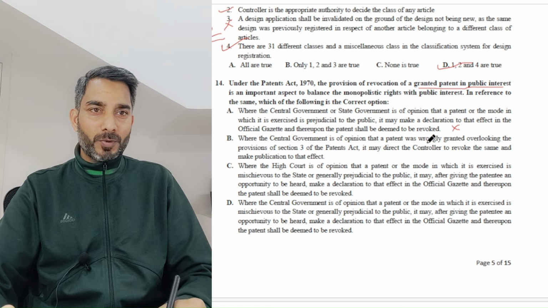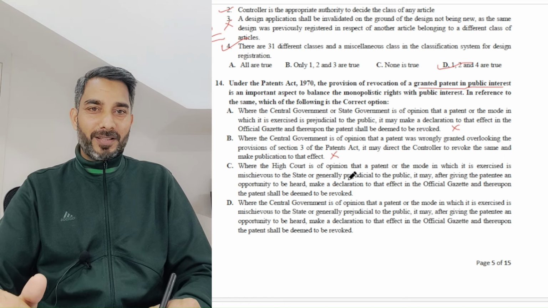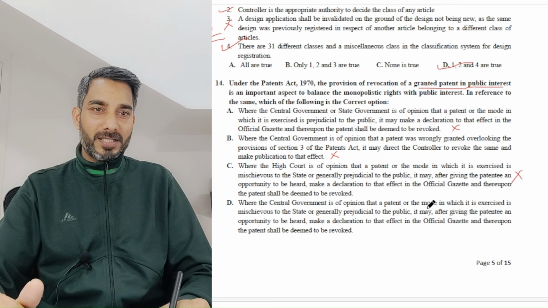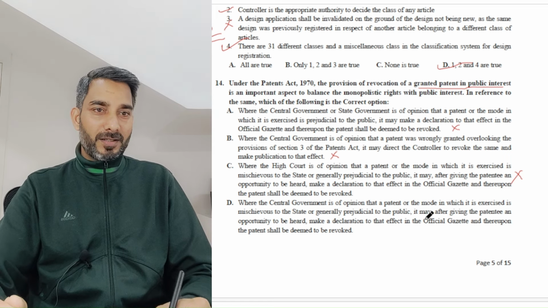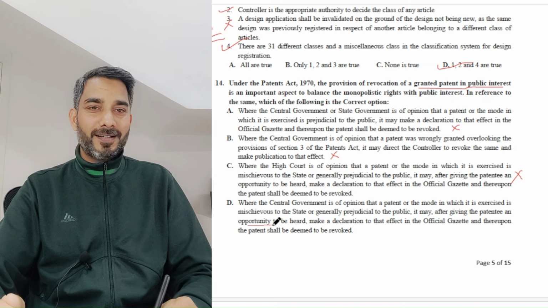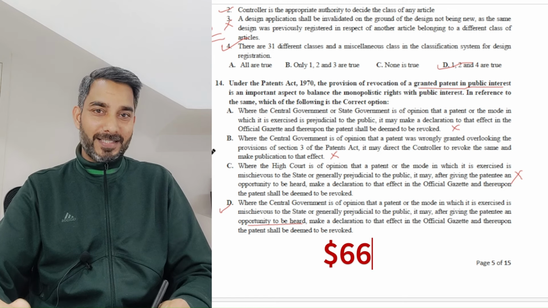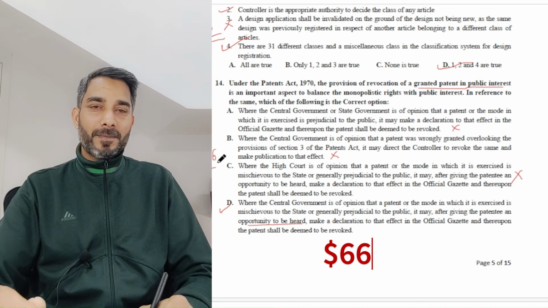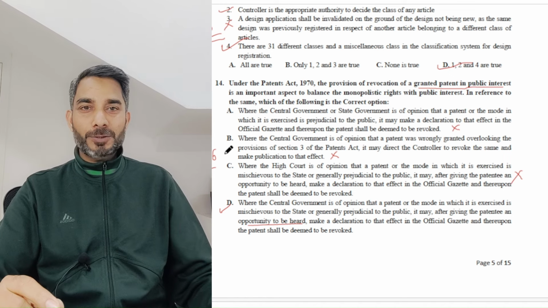Where the central government is of the opinion that a patent was wrongly granted overlooking the provision of section 3, nothing happens. The high court never comes in the picture. Where central government is of the opinion that a patent or the mode in which it is exercised is mischievous, and thereupon deemed to be revoked. Opportunity to be heard. See, opportunity to be heard here was not given. Here it is given. Option D, 66. Okay. Always hearing opportunity is given. Let's move to the next one.